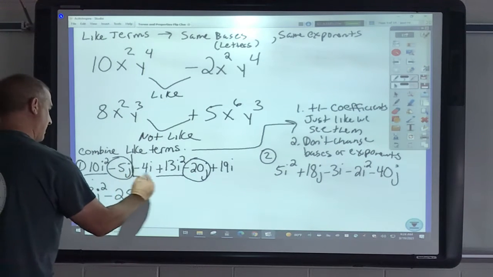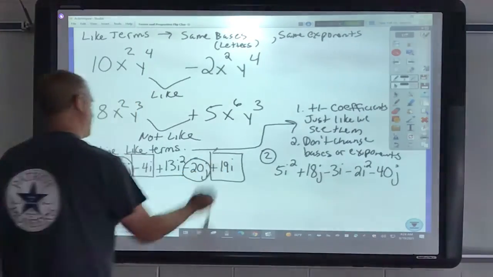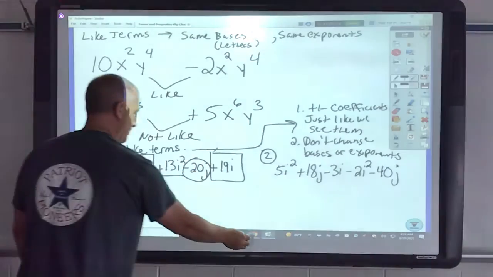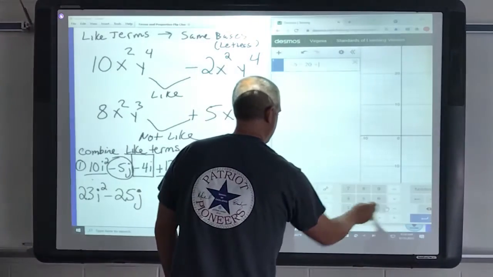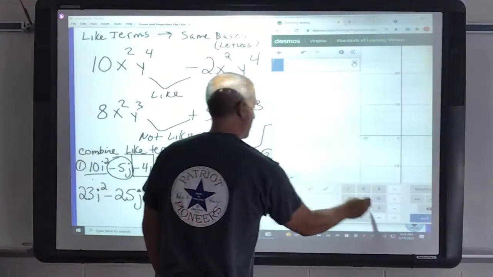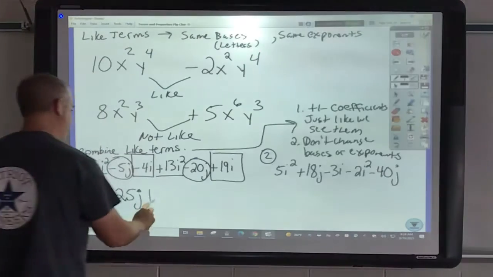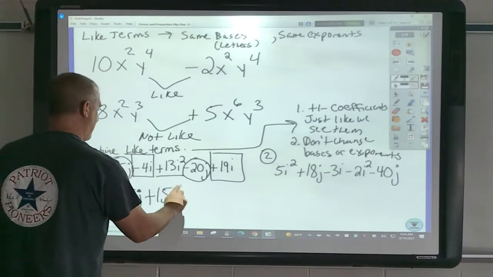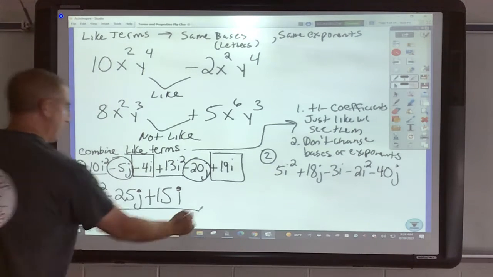Then I got negative 4i, and here's just another i. So I got 19. So what I want to do is negative 4 plus 19. Negative 4 plus 19 is positive 15i. If it's a positive, just put a plus there after that first term. So that's what the combined like terms looks like.